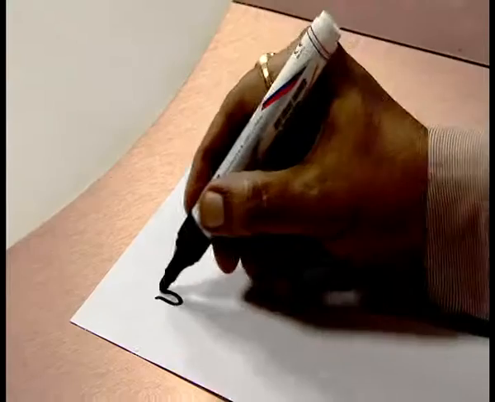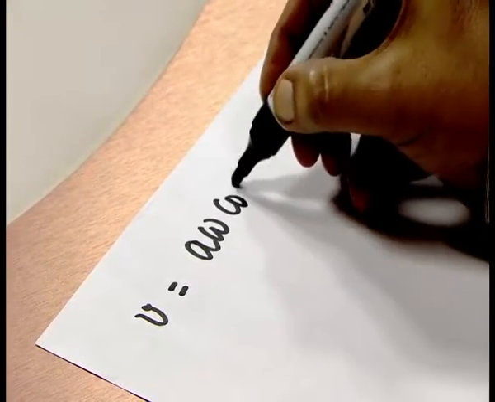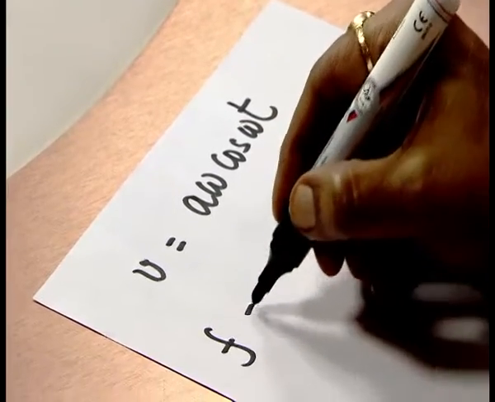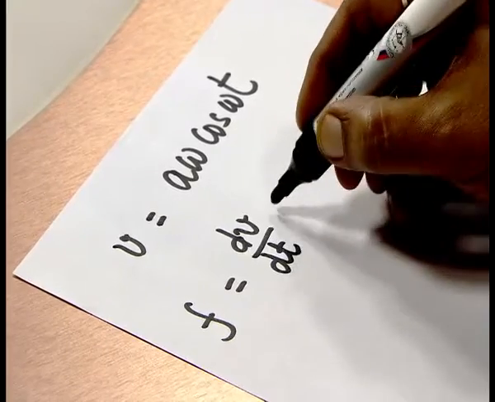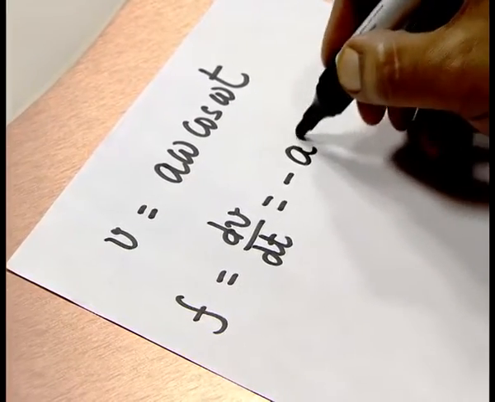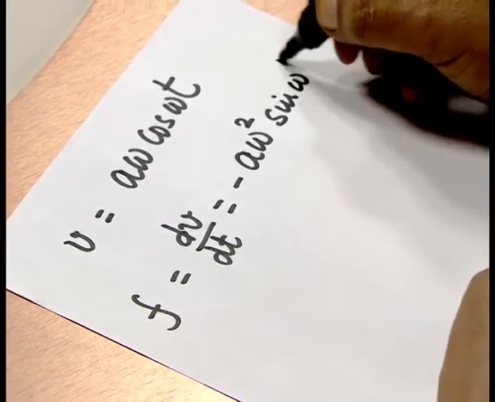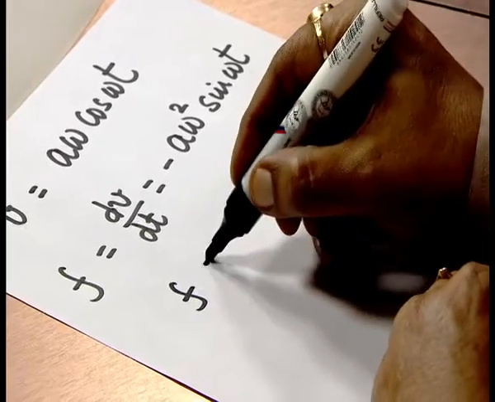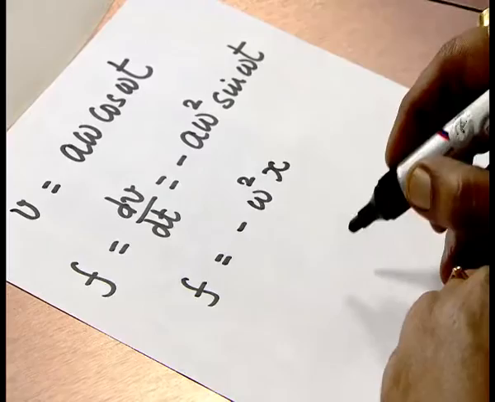And a quick look at the expression for acceleration. v is equal to a omega cosine omega t, acceleration is equal to dv/dt. So, that is equal to minus a omega square sine omega t, and a sine omega t is equal to x. So, f is equal to minus omega square x.